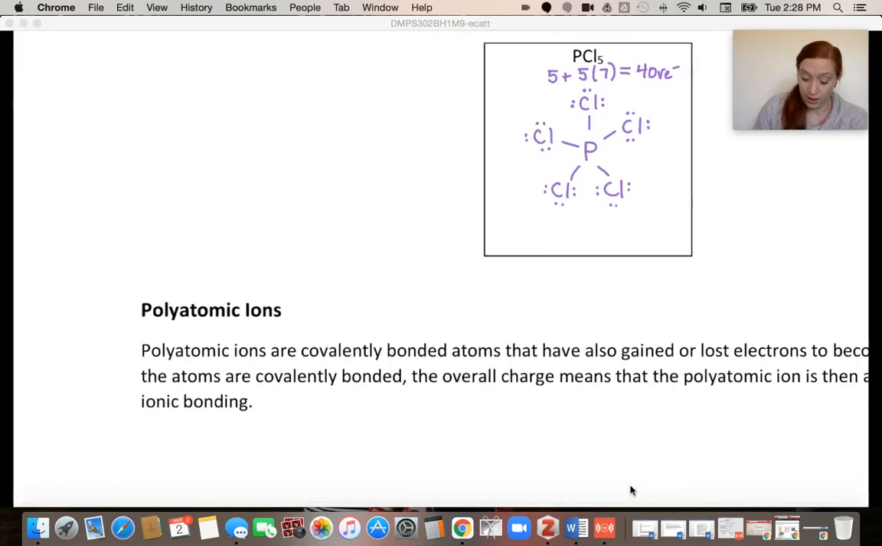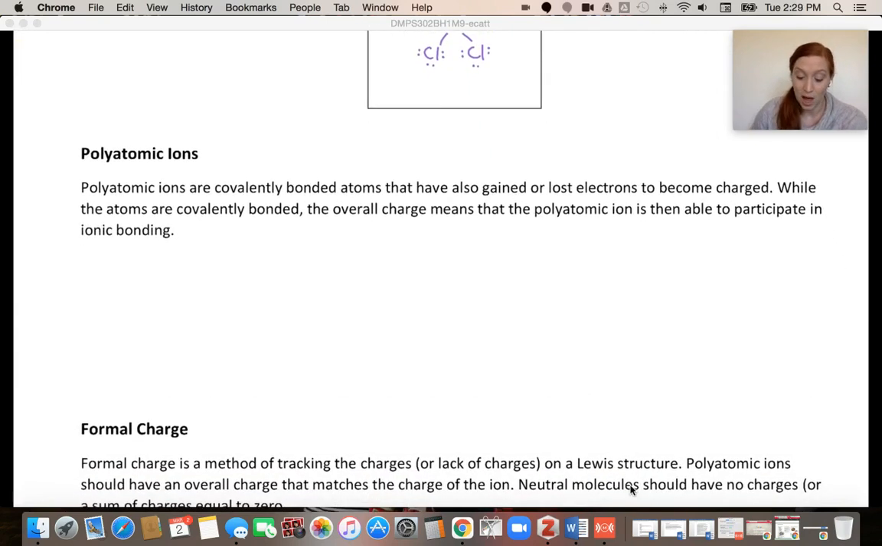What we will see more of is polyatomic ions. Polyatomic ions are covalently bonded atoms that have also gained or lost electrons to become charged. The overall charge means that the polyatomic ion is able to participate in ionic bonding. So we have bonds that hold the polyatomic ion together. Those are covalent. We have ionic bonding that will then happen between that ion and other ions.